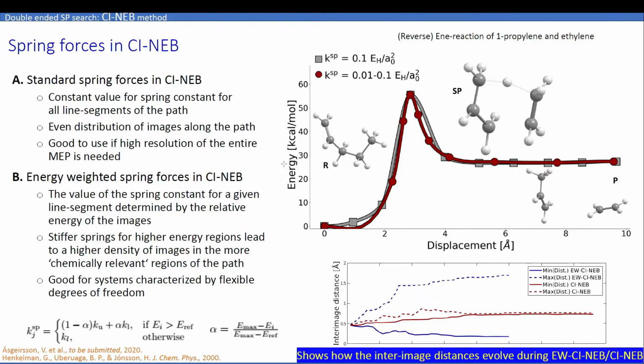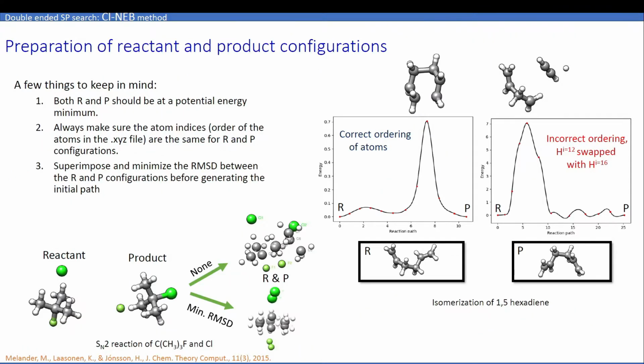Before moving on to show performance numbers of both standard CINEB and energy-weighted CINEB, I would like to address some issues that often arise in NEB calculations. In my experience, most problems in NEB arise from either an insufficient number of images being used or simply poorly prepared reactant and product energy minima. So, preparation of reactant and product configurations, a few things to keep in mind. First, both the reactant and product should be at a potential energy minimum when you start the NEB calculation. Or for the more experienced user, you can use free-end NEB to optimize the endpoint images simultaneously with the others.